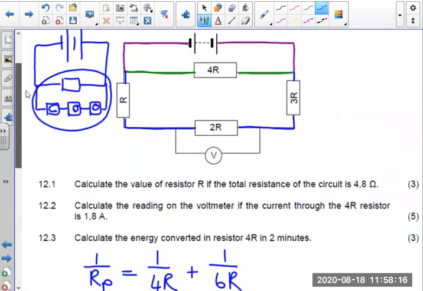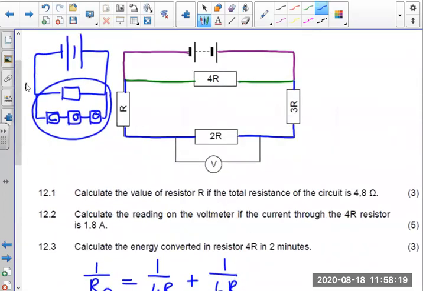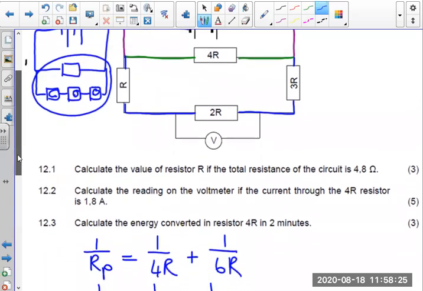So actually when we look at this one, it is going to be 2 ohm, but this one is 4 ohm, that one is 6, and that one is 8 ohm. So that's the total resistance.